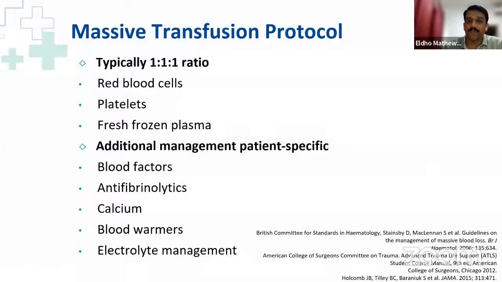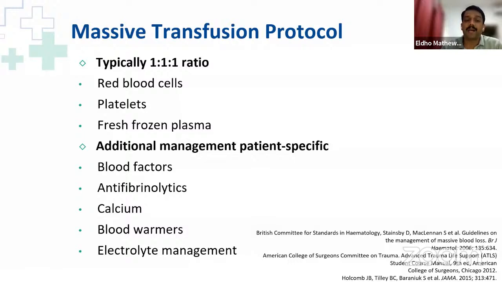Coming to the massive transfusion protocol, typically a 1:1:1 ratio of red blood cells, platelets, and fresh frozen plasma. RBCs we are giving in order to improve the oxygen carrying capacity. The platelets we are giving for the clotting. The clotting factors are available in fresh frozen plasma. So this ratio we have to maintain.